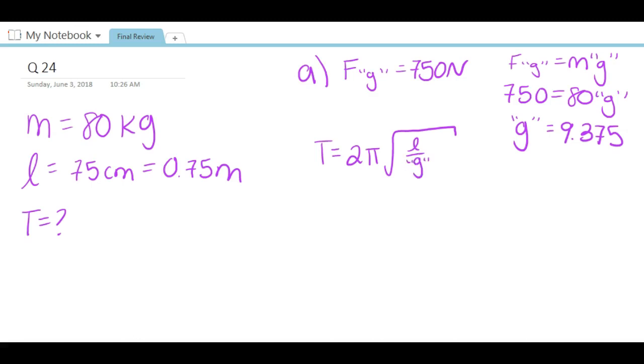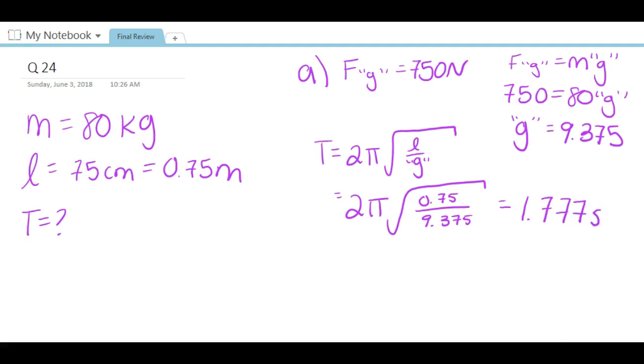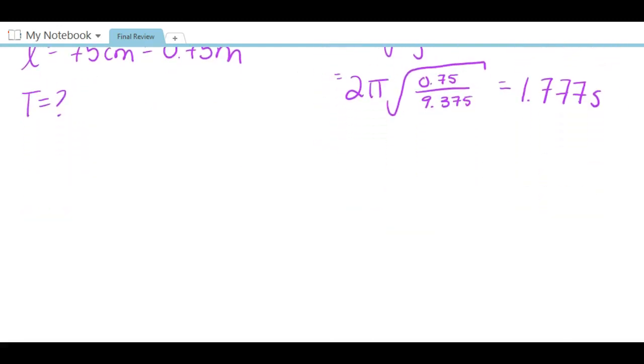So 2 pi times the square root of L over fake G is going to give us the period for that particular situation. When we have this, we end up with a time period of 1.777 seconds. So that's going to give you the period when the apparent G is 9.375.